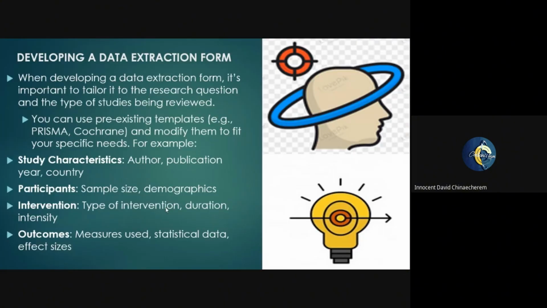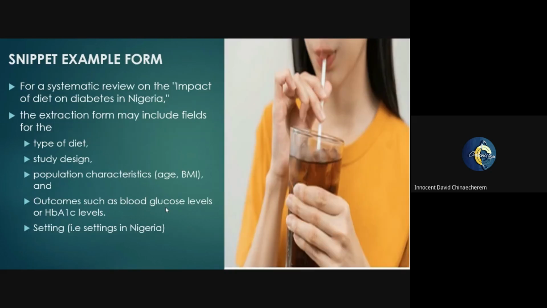Then we talked about how to develop one. You need to just pay attention to your inclusion criteria, look at the information that is relevant to your question, and that's it. And we looked at a snippet of it before the practical, where we talked about an example of the impact of diet on diabetes in Nigeria. The data extraction form may include fields like type of diet, study design, preparation characteristics, outcomes, settings, etc.